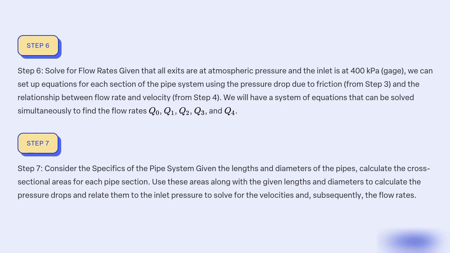Step 7. Consider the specifics of the pipe system, given the lengths and diameters of the pipes. Calculate the cross-sectional areas for each pipe section. Use these areas along with the given lengths and diameters to calculate the pressure drops and relate them to the inlet pressure to solve for the velocities and, subsequently, the flow rates.